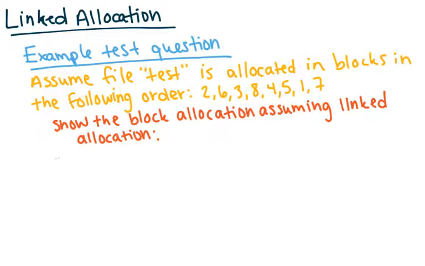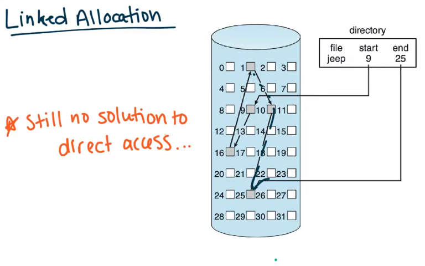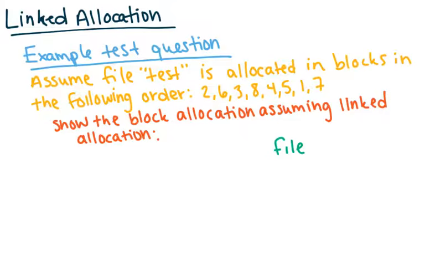Okay, so an example question that might show up on a test. Hint, hint. Assume that we have a file test and it's allocated in blocks in the following order: 2, 6, 3, 8, 4, 5, 1, and 7. So I may ask you to show the block orientation assuming linked allocation. The first thing that I would want you to show me is, okay, file. Remember, we have our linked allocation here. We have a start and an end that's in the directory. So the first thing I'd want you to tell me is the start and the end. So the start is at 2, the end is at 7.